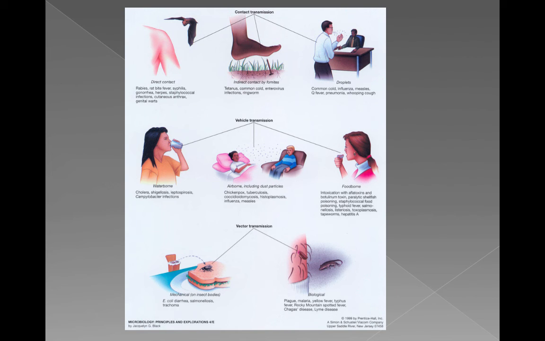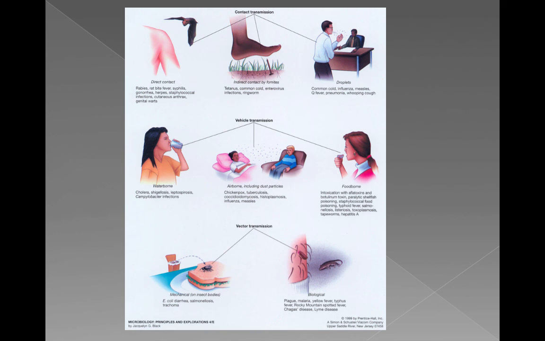So there's a variety of ways that an organism could come in contact with any of those reservoirs. There could be direct contact. Maybe a bat bites you. Maybe you step on a rusty nail. Maybe you come in contact with an individual and their droplets. There could be vehicle transmission, where the vehicle might be waterborne, airborne, including those dust particles, or foodborne. And then there's vector transmission. That's the one we haven't gotten to just yet.